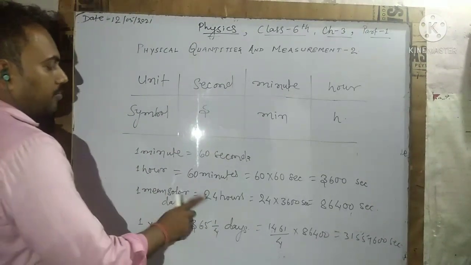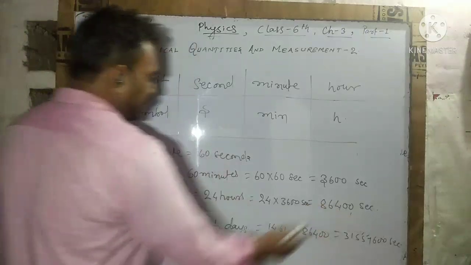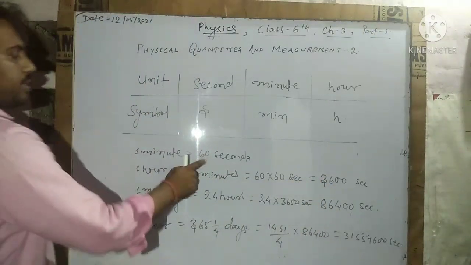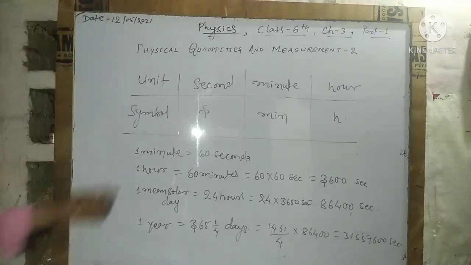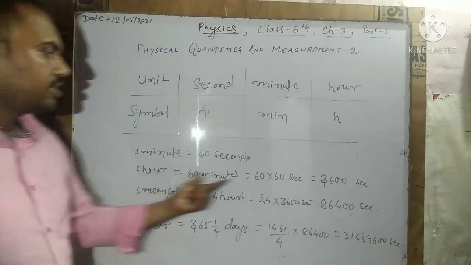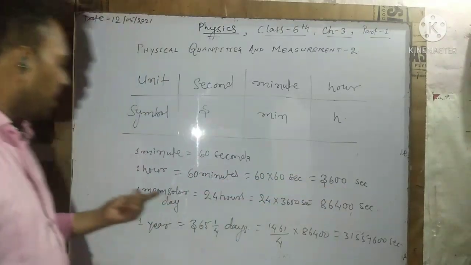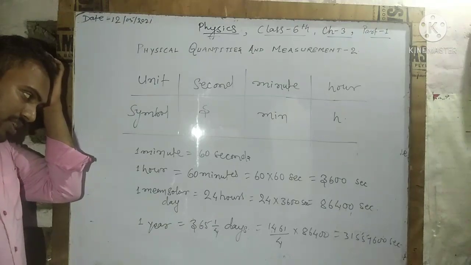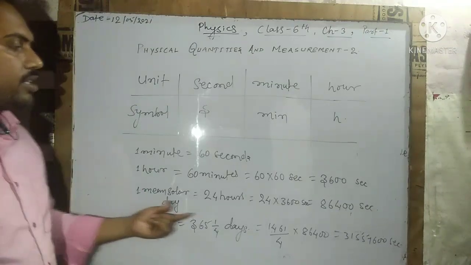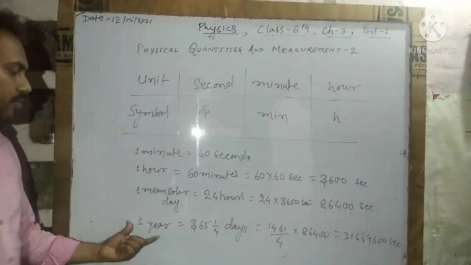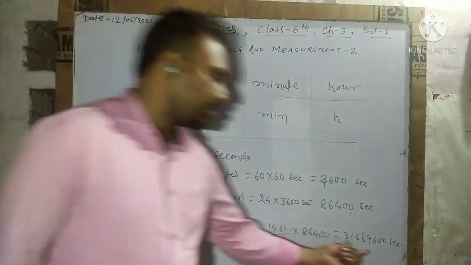I have converted a year into seconds, a mean solar day, that is a day, into seconds, an hour into seconds, and a minute into seconds. It is so simple to remember: 1 minute is equal to 60 seconds, 1 hour is equal to 3600 seconds, and one day, that is one mean solar day, is equal to 86,400 seconds, and 1 year is equal to that many seconds.